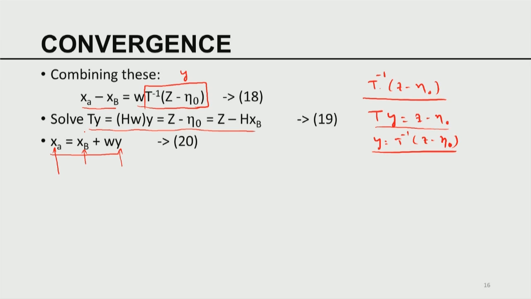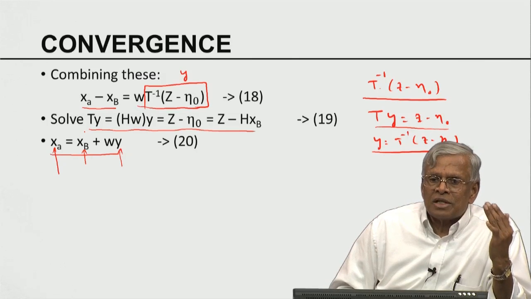So what was thought to be a good heuristical method can be put in a firm mathematical background once we do the convergence analysis. With this convergence analysis, we have equation 20. Equation 20 is the essence of the schemes that were used in the 1950s and 60s.